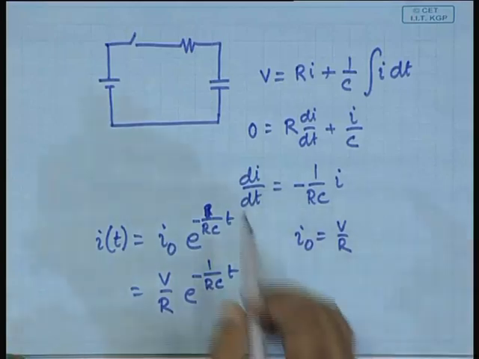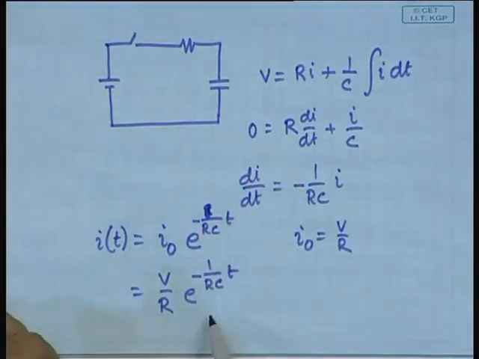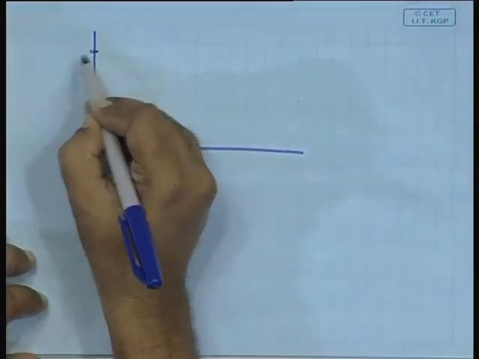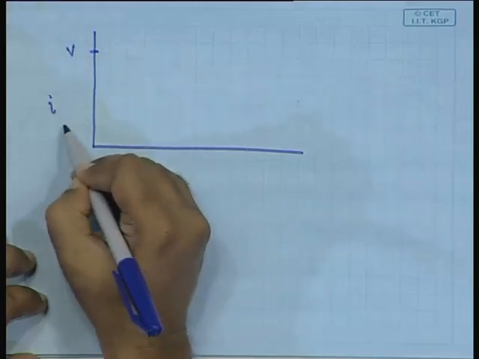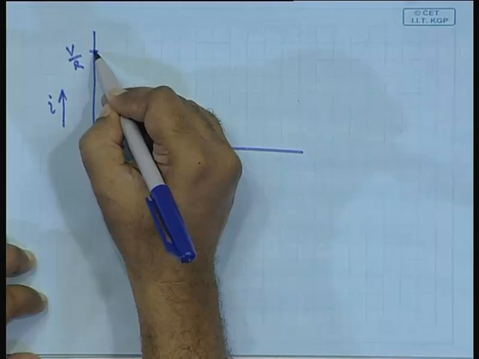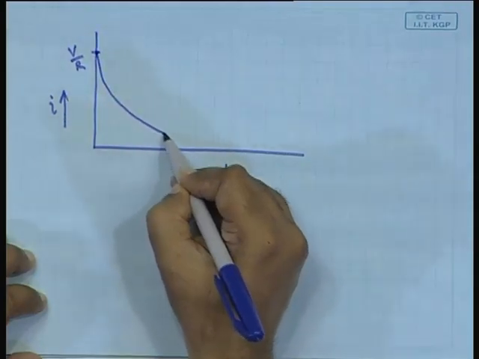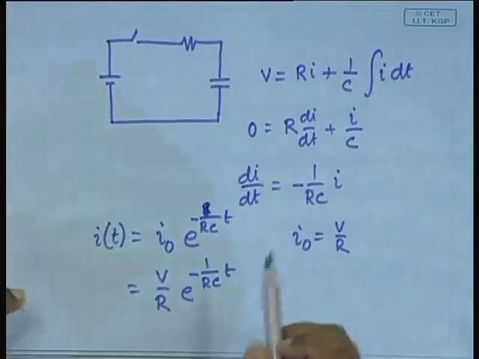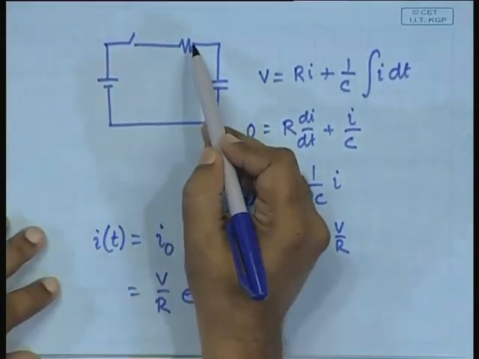In that case, what will be the waveform of this? Obviously, it will be starting from V by R. So, this is I, this is time, this is V by R. So, exponential decay starting from V by R. What will be the waveform of say V R?